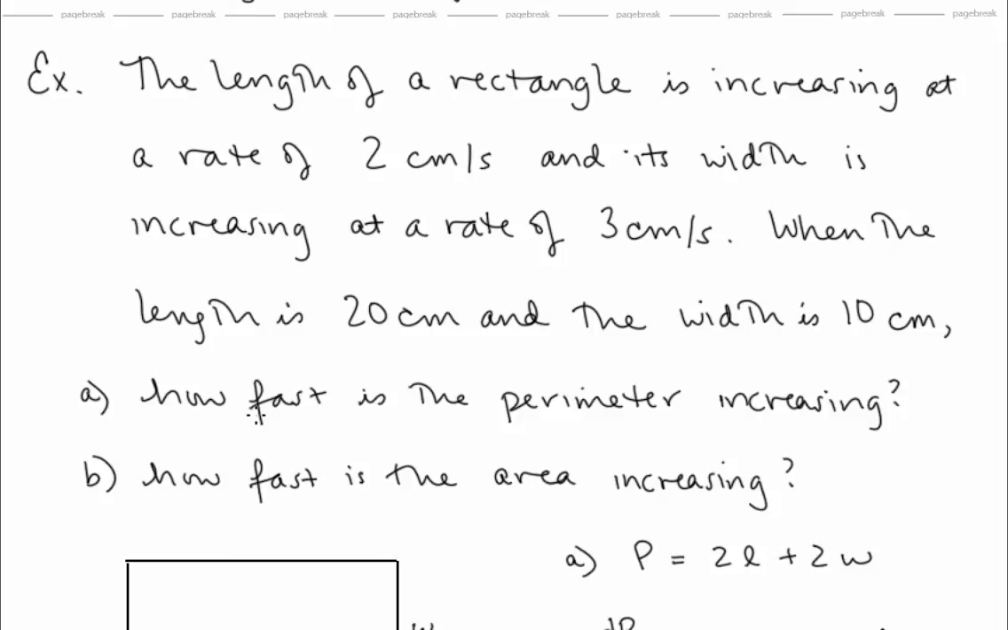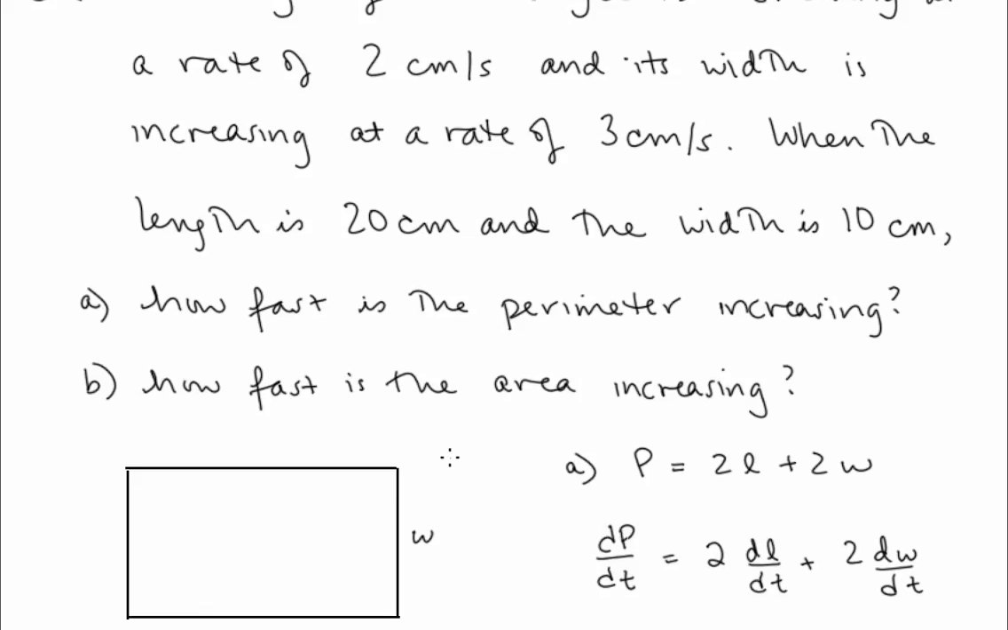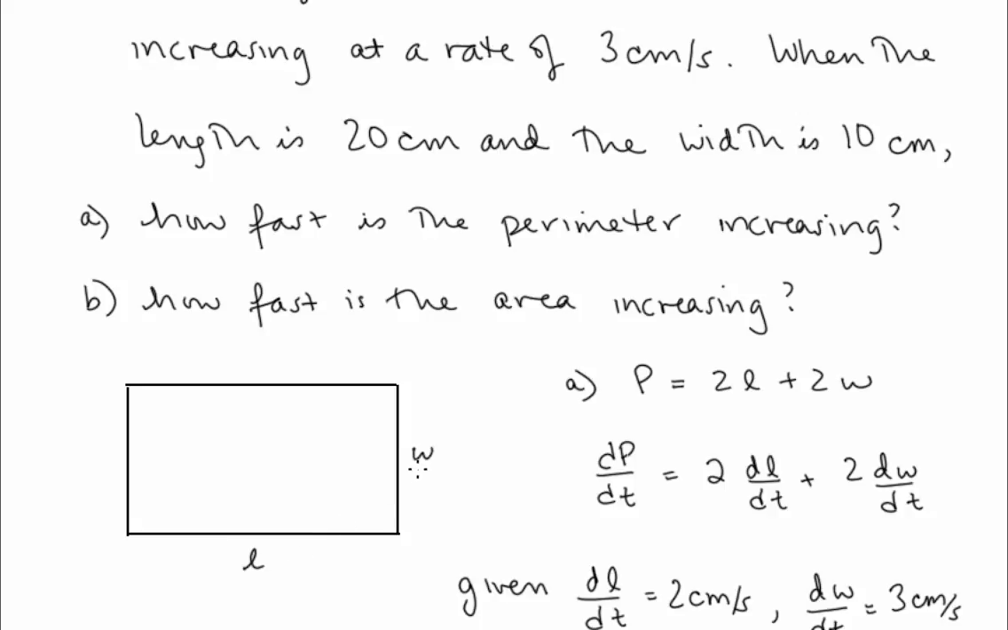So let's take a look at part A for the perimeter. We're going to sketch our rectangle, and we know that the length and width are both changing, so we're going to give them variable names. So L and W and P is equal to perimeter. And we want an equation involving L, W, and P, and that equation is P equals 2L plus 2W. So now we want to take the derivative with respect to time of both sides of the equation. So we have dP/dt is equal to 2 dL/dt plus 2 dW/dt.